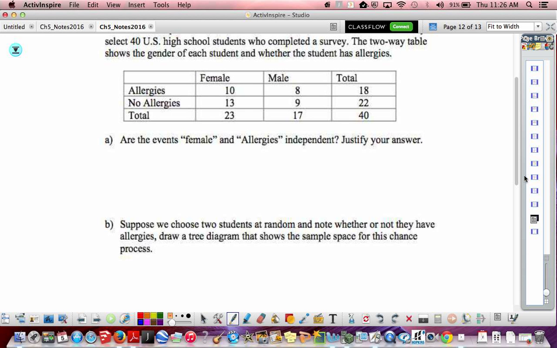Justify your answer. So if you're ever asked to show independence and justify it, you're basically going to show whether or not having allergies or being female impacts the probability of the other. So you're basically showing this: is the probability of being female given that you have allergies the same as just being female? Basically, if knowing that someone has allergies doesn't change the probability of being female, then they're independent events. So we need to calculate these two separate probabilities to see whether or not they're equal.